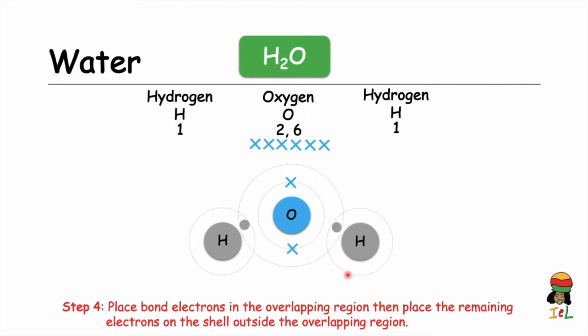And of course, after sharing its one electron, there are no more electrons remaining to be placed outside of the overlapping region on that shell. Now we're on to the central atom, the oxygen. Oxygen has 6 electrons on the last shell.